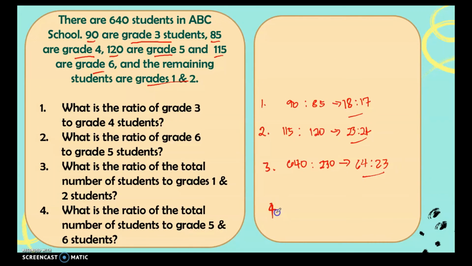Next, what is the ratio of the total number of students to grade 5 and 6? So we need to add the grade 5, 120, and 115. You will get 235. And the total number of students is 640. Then when you simplify that, our answer is 128 is to 47.